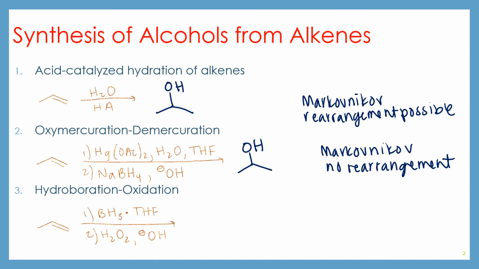Our last one is hydroboration oxidation. This is our anti-Markovnikov option. So this is going to give us the least substituted alcohol. So our product is 1-propanol.